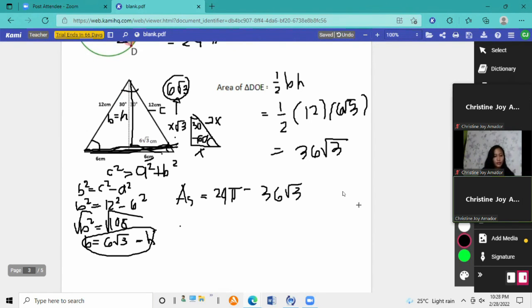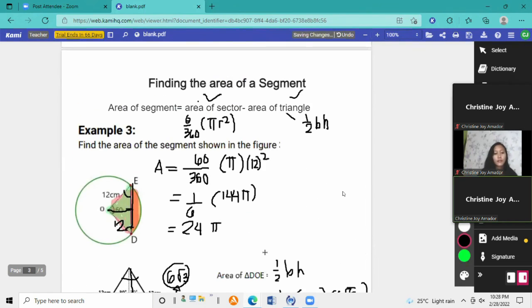In decimal, 24 pi minus 36 square root of 3 is approximately 13.04. So that's it for finding the area of a segment.